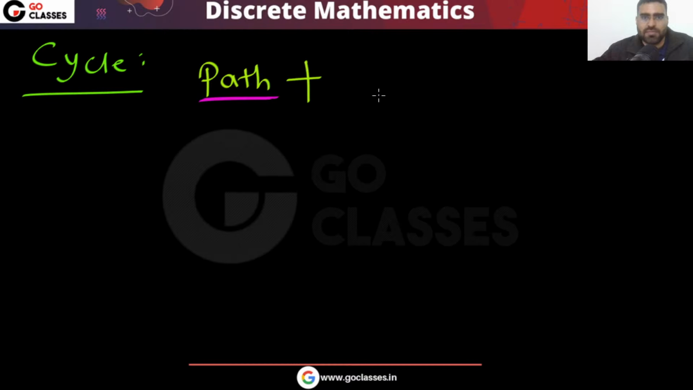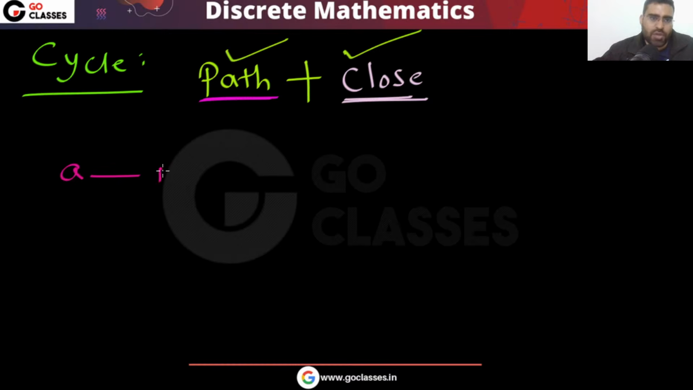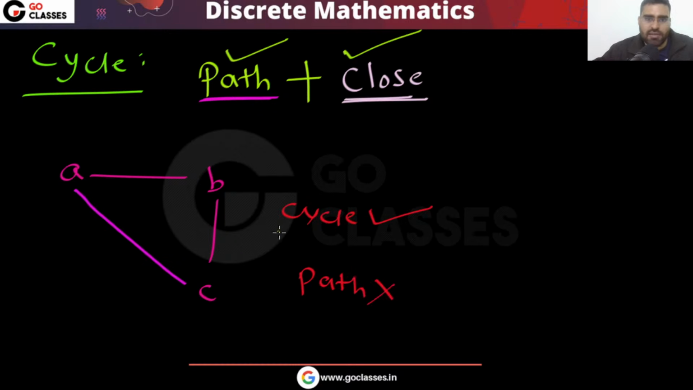Now let's see the next, that is cycle. What is a cycle? A cycle is basically a path plus one more edge, that is, the initial and final vertex connected. Path plus close. It must be a combination of path plus close. For example, A, B, C, and then closing it like this is called a cycle. Remember, this is a cycle, not a path. Cycle means a path, and you close it, then it becomes a cycle.